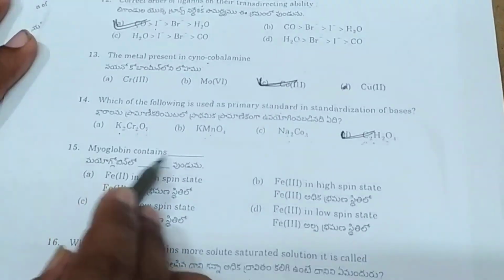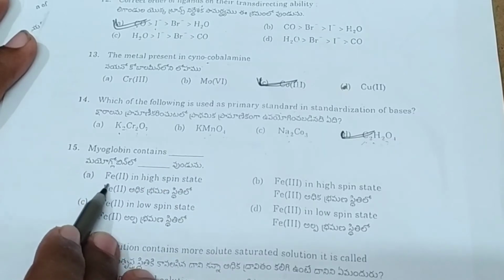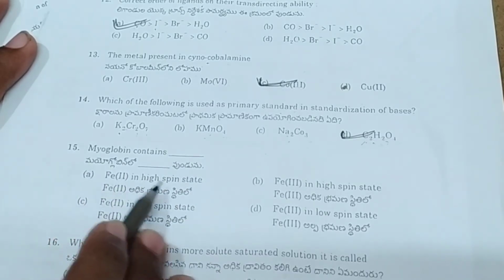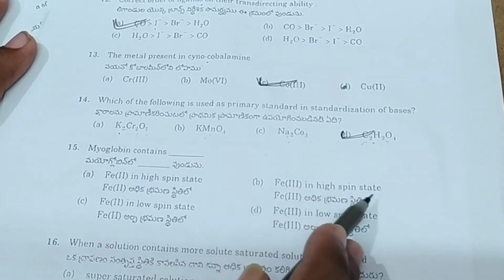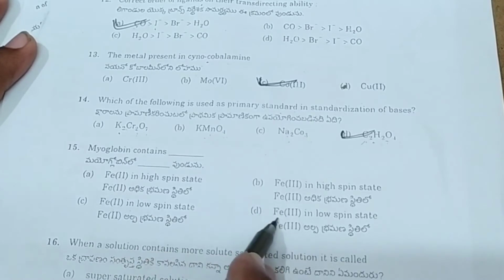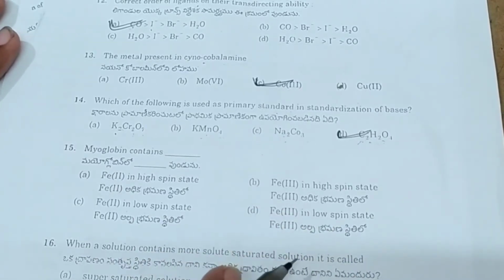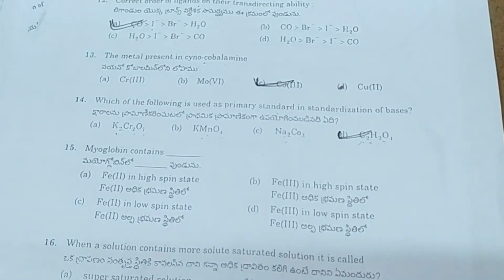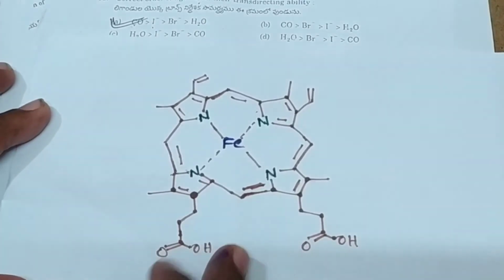Next one, myoglobin contains. Okay friends, myoglobin contains, 4 options are given there. First one is iron +2 in high spin state, and iron 3+ in high spin state, and iron 2+ in low spin state, and iron 3+ in low spin state. Okay friends, in this myoglobin, first of all you have to understand the myoglobin structure. So this is how I represent it, like this. This is the myoglobin structure friends.